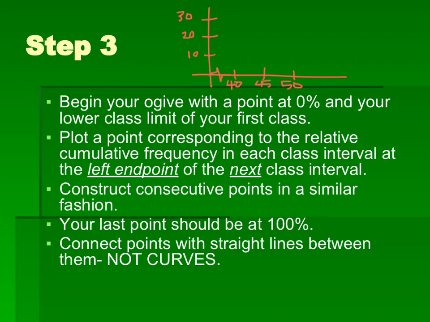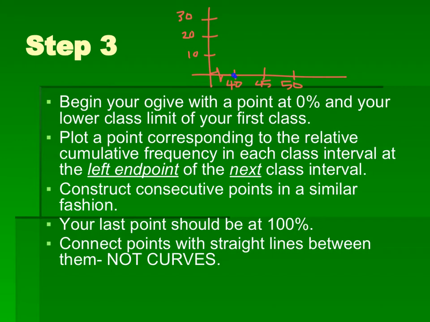Step 3 is where you actually start to put some data points on your graph. I know that my graph up here looks really bad. I'm going to show you a good one in a minute, but just going to do this rough sketch to give you an idea of what I'm talking about as we go through these instructions. So you're going to begin your ogive with a point at 0% at the lower class limit of your first class. So again, our first class went from 40 to 44, so we're going to put down here right at 40, 0%, a point there, because at 40 years of age, we had 0% of our presidents inaugurated before that age.